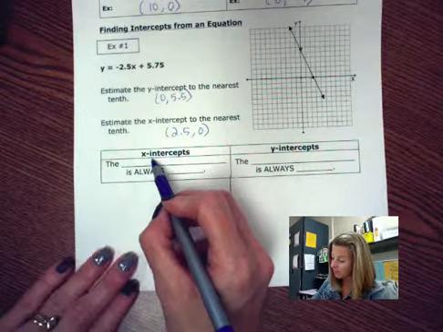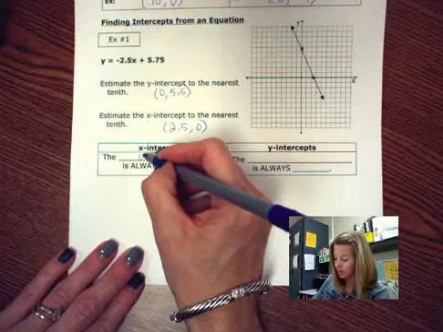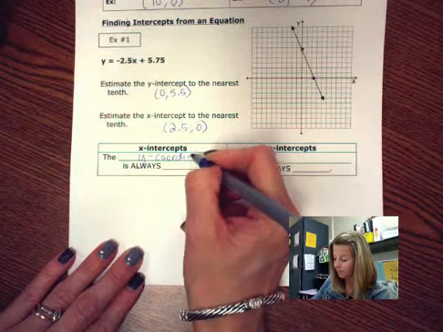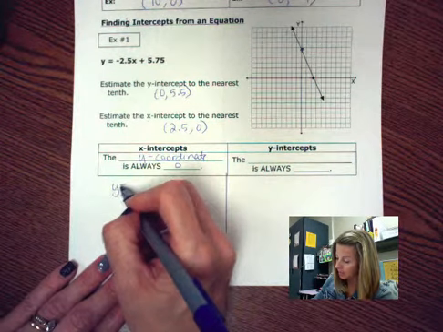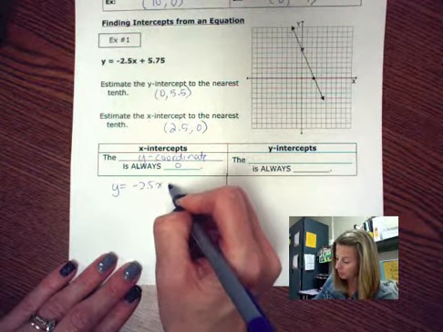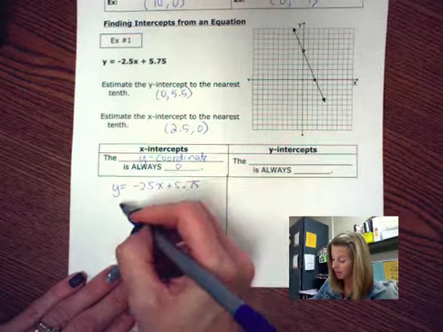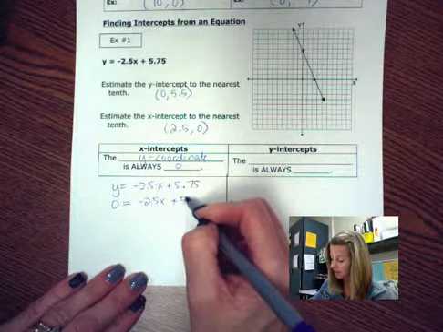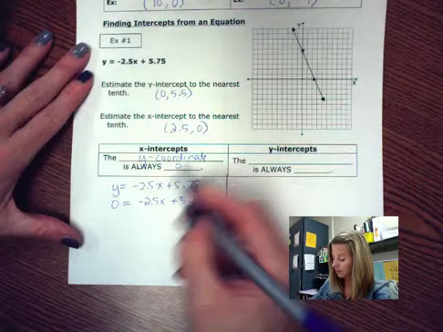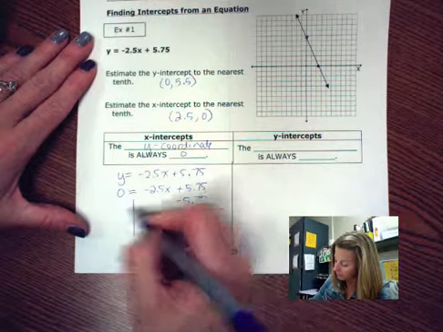For an x-intercept, we wrote above that the y-coordinate is always 0. So I'm going to take my equation, y equals -2.5x plus 5.75, and substitute 0 in place of y. That would give me 0 equals -2.5x plus 5.75. Now I'm ready to solve it. I need to take away 5.75 from both sides.